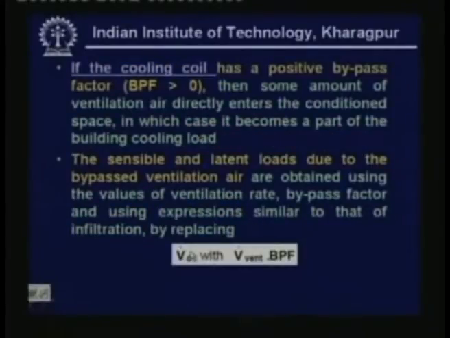Next, in addition to all these factors, if the cooling coil has a positive bypass factor, then some amount of ventilation air directly enters the conditioned space, in which case it becomes a part of the building cooling load. Let me explain this.